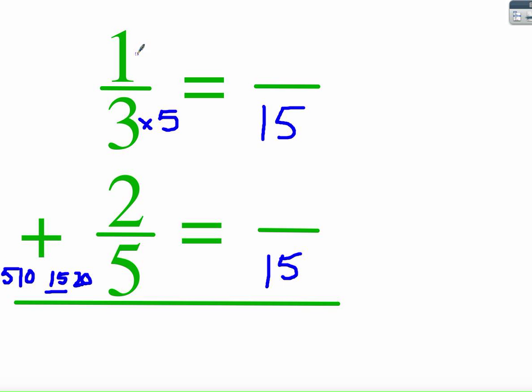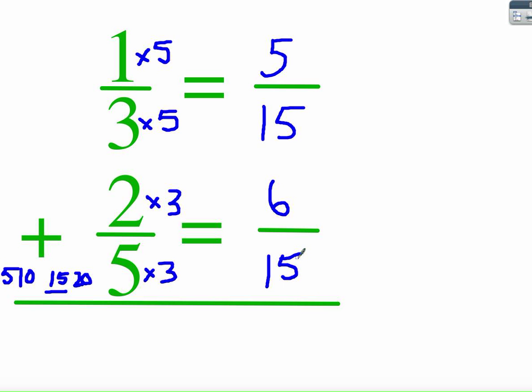The rule is, whatever you do to the bottom, you have to do to the top. So I have to do times 5 on the top. 1 times 5 is 5. So 1/3 is the same as 5/15. Now I do this one. 5 to 15 would be times 3, and I do times 3 on the top. 2 times 3 is 6. So 6/15 is the same as 2/5.